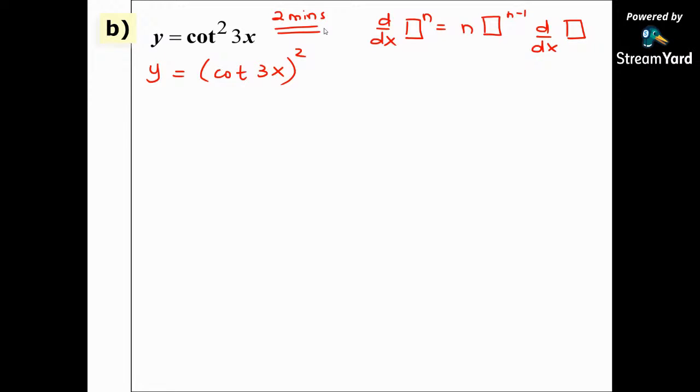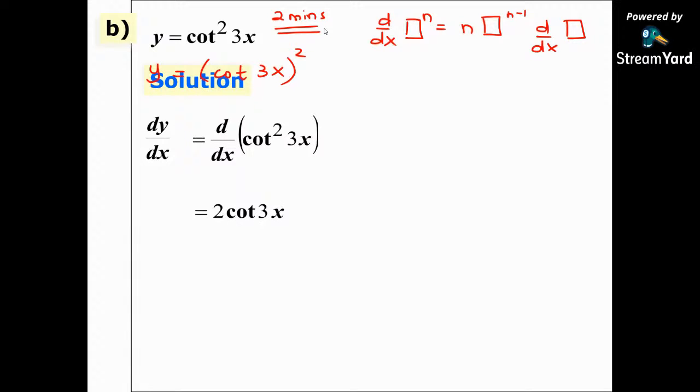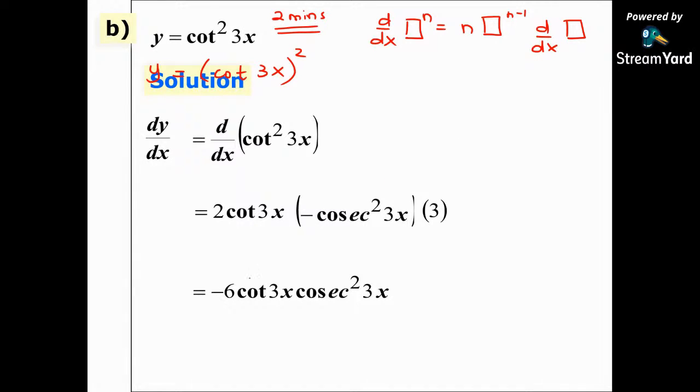Okay, so now let us use the formula for this. What will happen? It will become 2 cotangent of 3x, and then negative cosecant squared of 3x, multiplied with 3. So it will become negative 6 cotangent of 3x, cosecant squared of 3x.